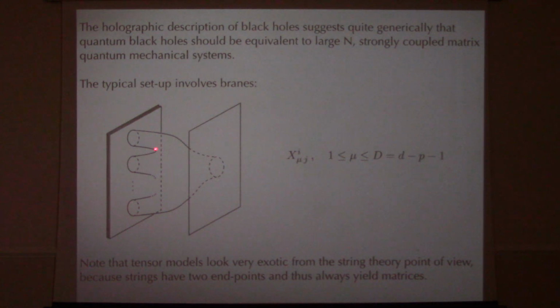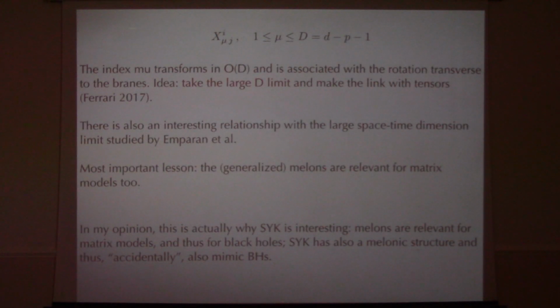But of course, here, because you have this index mu, it's of a different nature than the other ones, i and j, but you have, in a natural way, objects with free indices. And that looks a bit like a tensor. Right? So that's what we can use. The index mu transforms under this orthogonal group associated with the rotations transverse to the branes. And then the idea would be to take the large D limit and make the link with tensors.